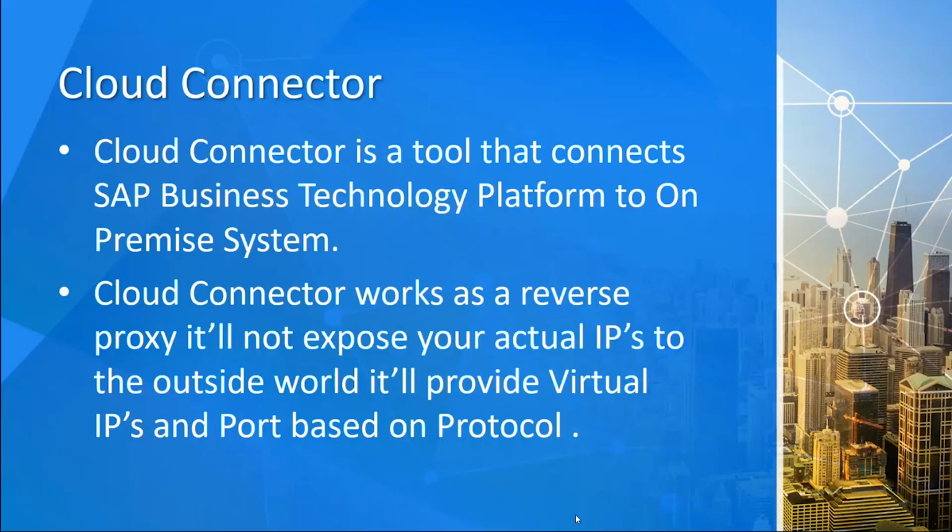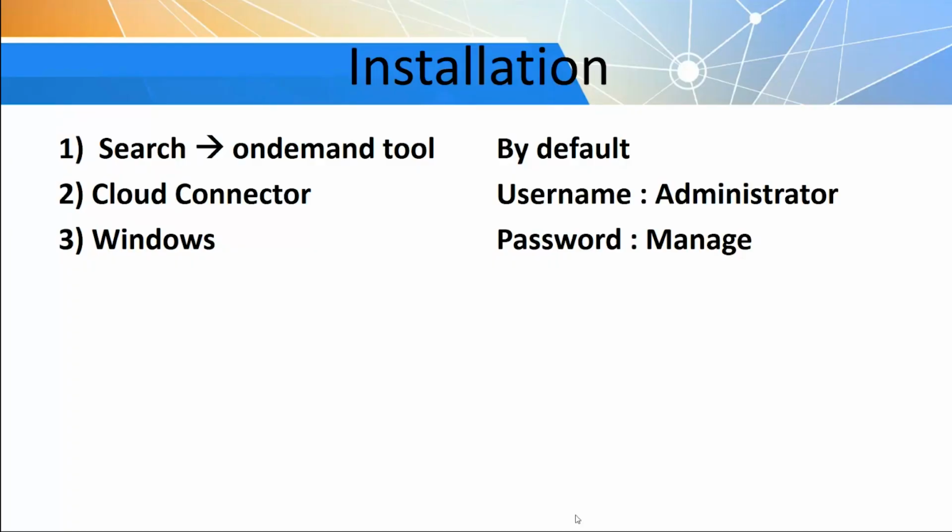Now we will see the installation process of the Cloud Connector. Basically we have to search for the on-demand tool. After the on-demand tool there is a specific section, that is Cloud Connector. After the Cloud Connector we will see the Windows section over there, and when we go to the Windows section, we will directly get that particular screen. Always remember the default username will be Administrator, and the password will be manage. Later on we can change the password as well. The username will always be Administrator only.